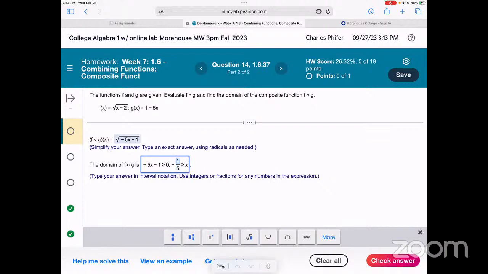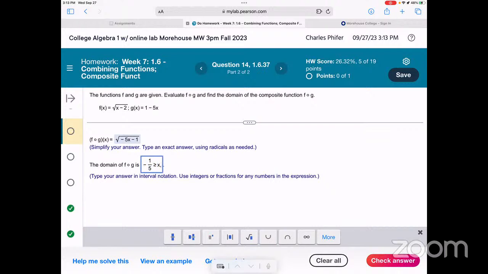So then the domain of our inside function was all reals. The domain of our simplified function is x is less than or equal to negative 1 over 5. So then this set intersection all reals is just this set. Any set intersecting all reals is itself, right? So then we just need to put this in interval notation.